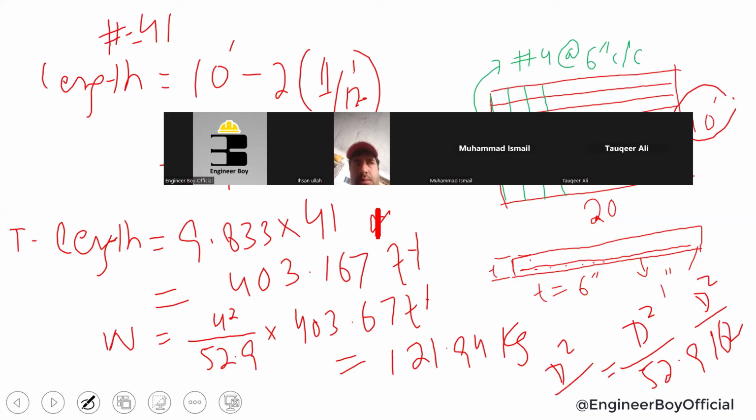Another formula we have is d square by 162 point something, okay? And another formula is d square by, if I don't forget, 24. So we have different formulas over here.